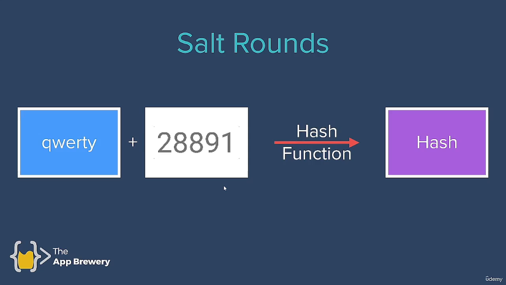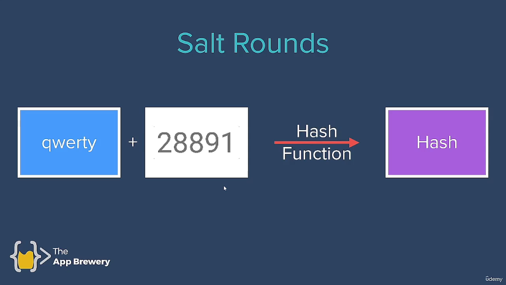Well, let's say that our original user password was QWERTY, and we generate a random set of characters as the salt. So now we have QWERTY and a random set of salt. We pass it through our hash function, bcrypt, and we end up with a hash. Now, that's one round of salting.